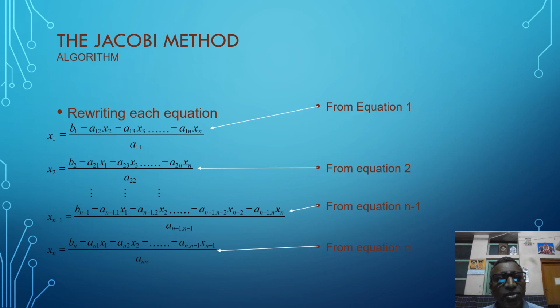Next, we solve these n equations as follows. x1 is written in terms of the other variables. Similarly, x2 is written in terms of the other variables and so on. xn is written in terms of the other variables.